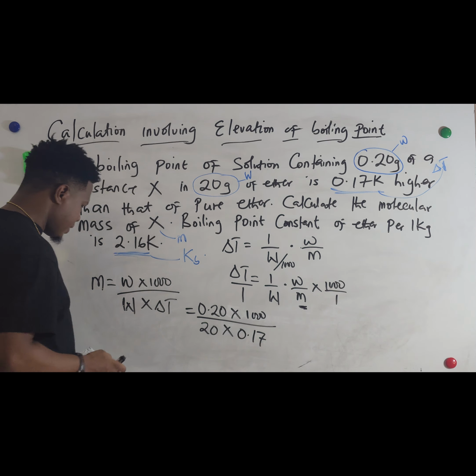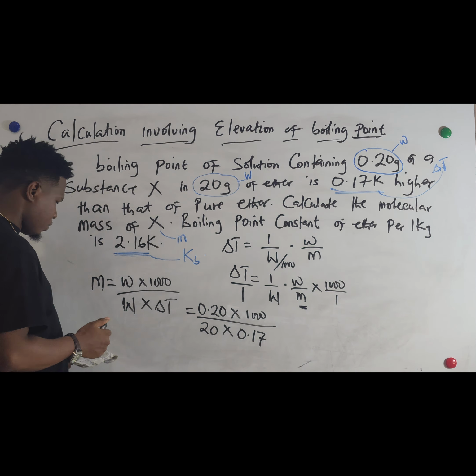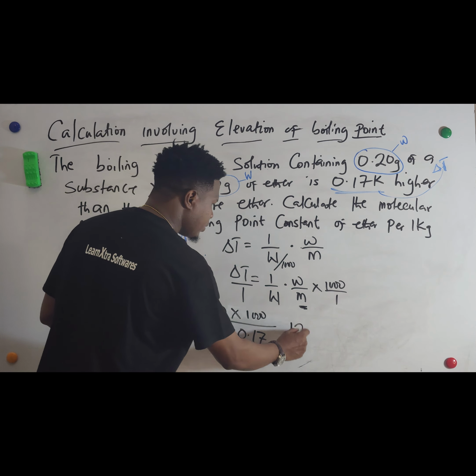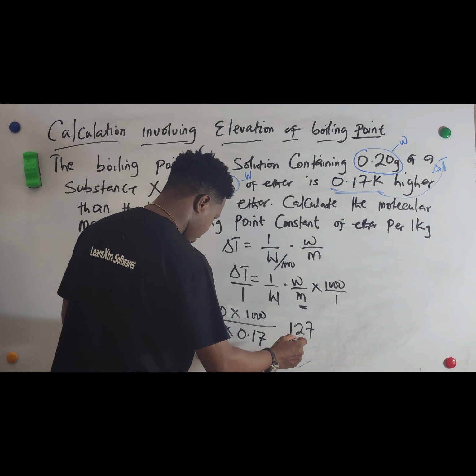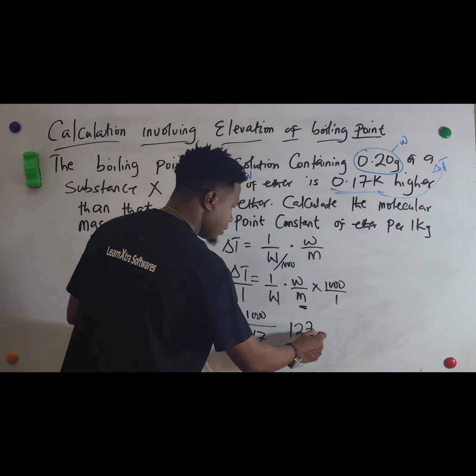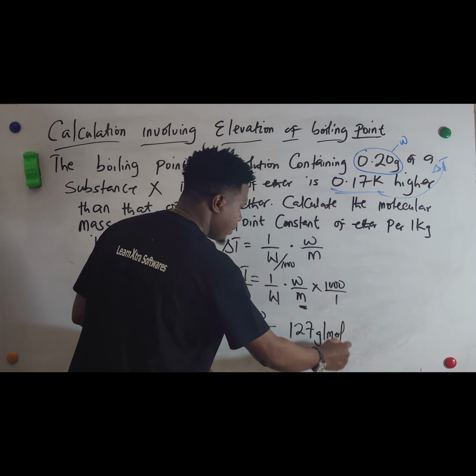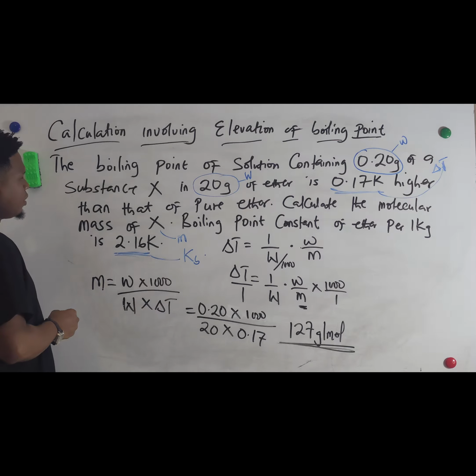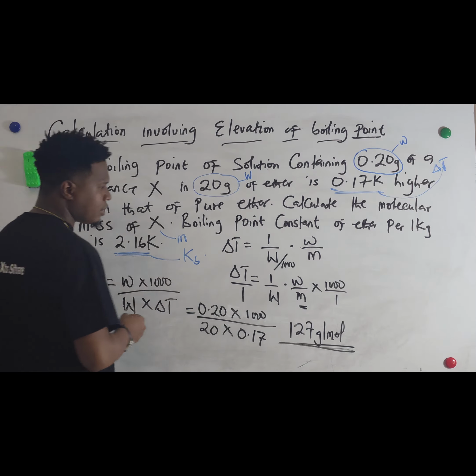So when you multiply this expression on the board here, you have the answer to that question. So I believe the answer to that question should be 127. Okay, 127 grams per mole. So this is the molar mass, or the molecular mass of the what? Of the solute. So that is how to get it.